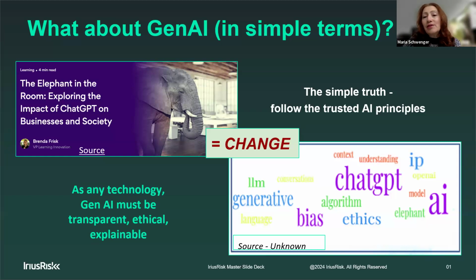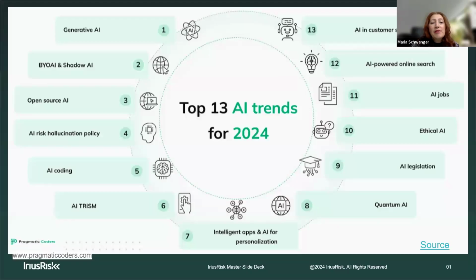So with all that said, the simple truth always applies. We have to follow the trusted AI principles, the same ones that we have been implementing for the last 10 years. I started with IBM Watson in 2014, and we've always been trying to have a transparent, ethical, explainable AI, like every technology, and to prevent its use possibly for bad. So on the next slide, I would like to show you some of the top AI trends for 2024, and nobody will probably be surprised if you see that generative AI is number one, of course.